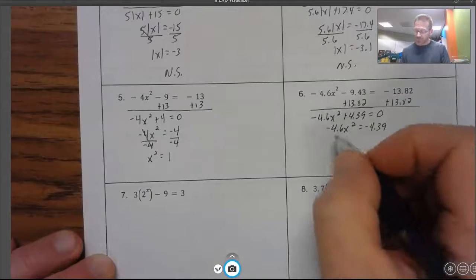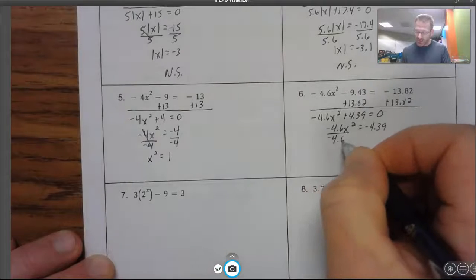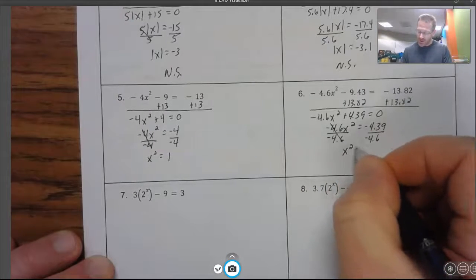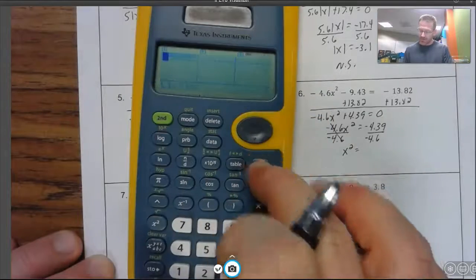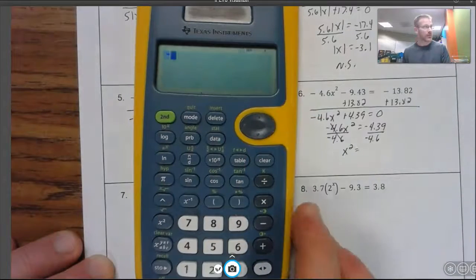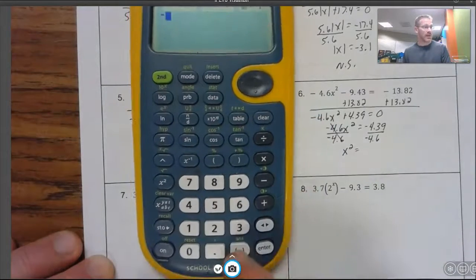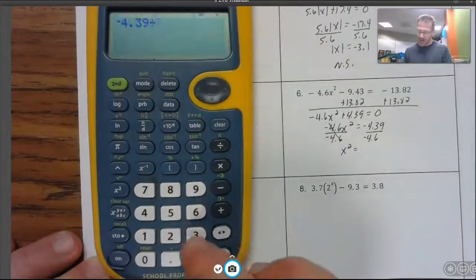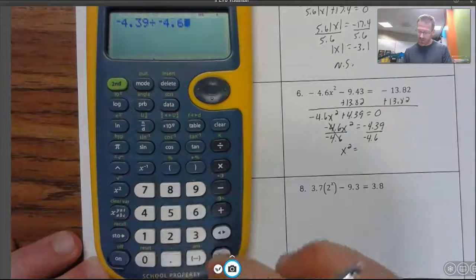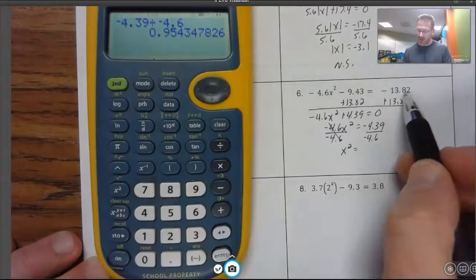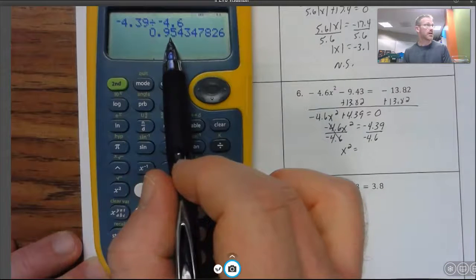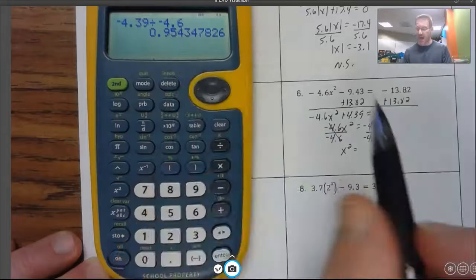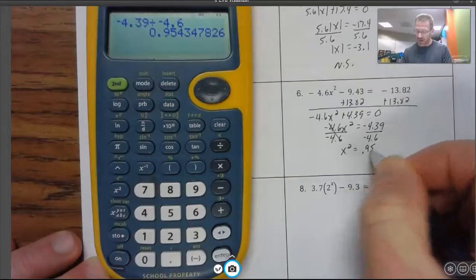Now I'm going to do that over here. I have to divide because I don't know that fact. So that leaves me x squared equals, and then I would do negative. Remember, negative is this key down here. So negative 4.39 divided by negative 4.6. Once again, I have 2 decimals here, so I want 2 decimals here. So now I look at the third decimal. It's 4 or less, so I'm going to round down instead of rounding up, so 0.95.